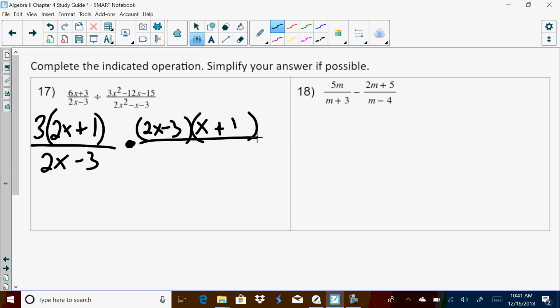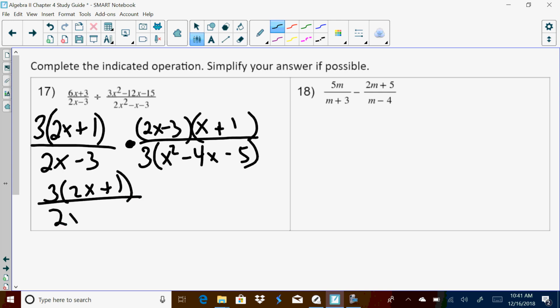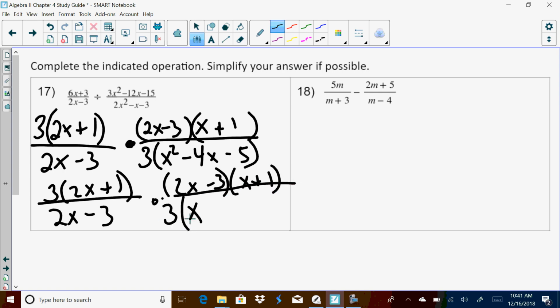Then the top I can actually pull out a 3. So x squared minus 4x minus 5. So then I rewrite it, so 3, 2x plus 1, 2x minus 3. So I factor, I get x minus 5, x plus 1.